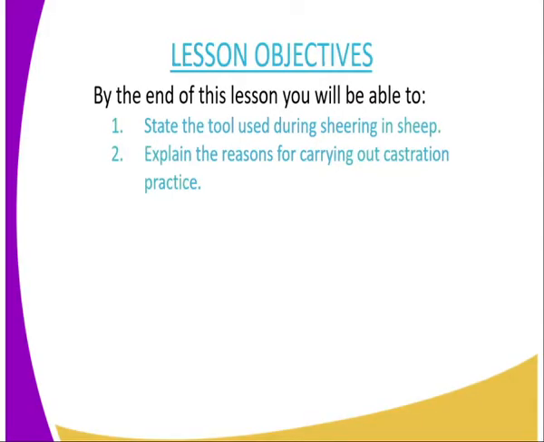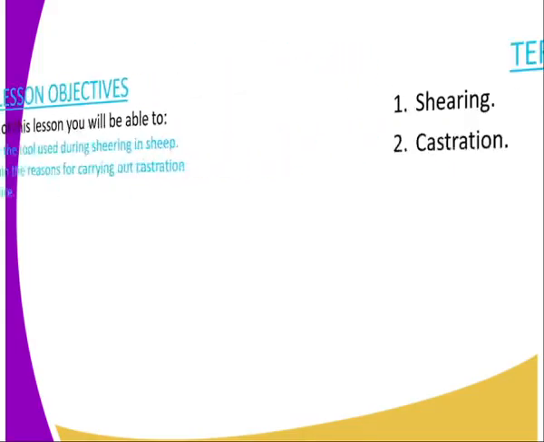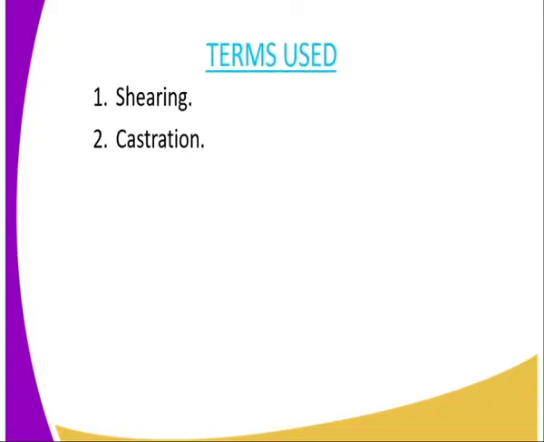What are the lesson's objectives? By the end of this lesson, you should be able to state the tools used during shearing in sheep. Then number 2, explain the reasons for carrying out castration practices. Then terms used: we have shearing, that is trimming of wool, especially in sheep. And number 2, we have castration. This is the deprivation of the male reproductive power. It is done in livestock.